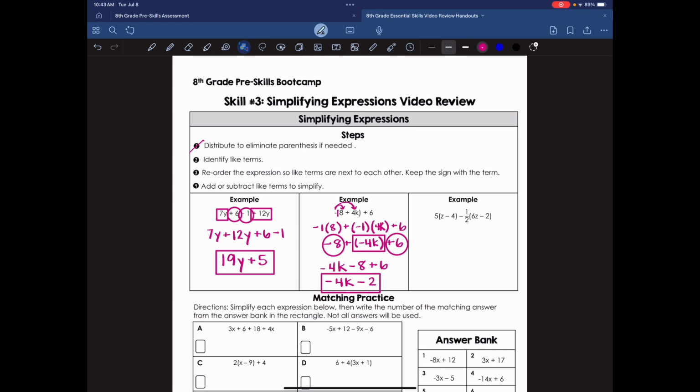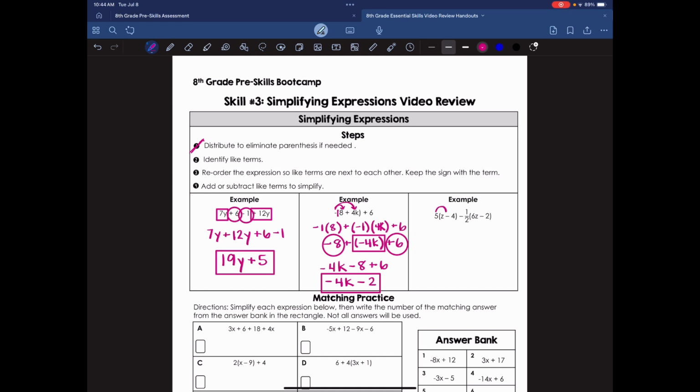All right, one last one. We threw in some fractions here because sometimes that gives us a little bit of hesitation when we're solving these problems, but we can handle this. So again, going back to our steps, step 1, which I still have crossed out, is to distribute to eliminate parentheses, and we definitely have 2 sets of parentheses here. So I'm going to distribute twice.